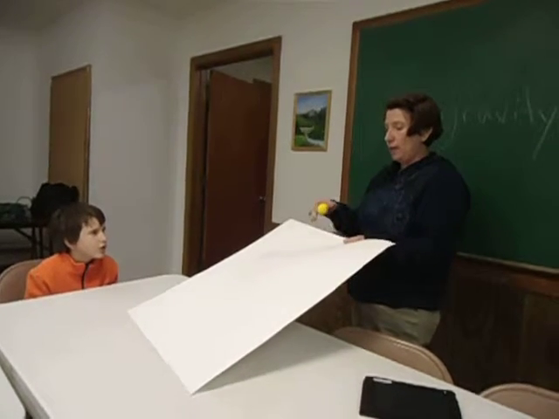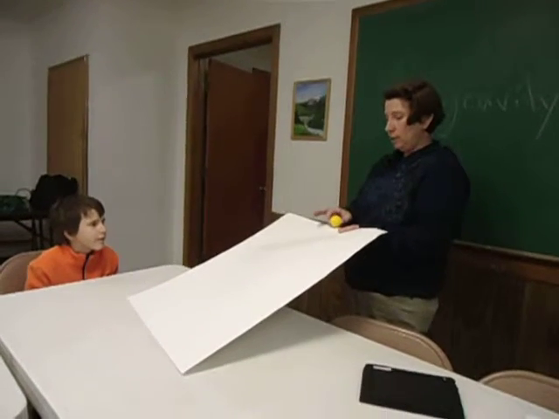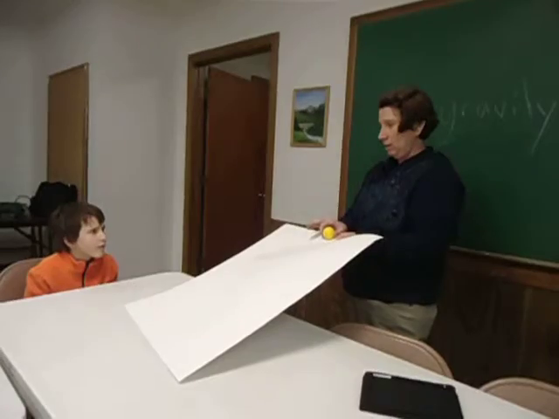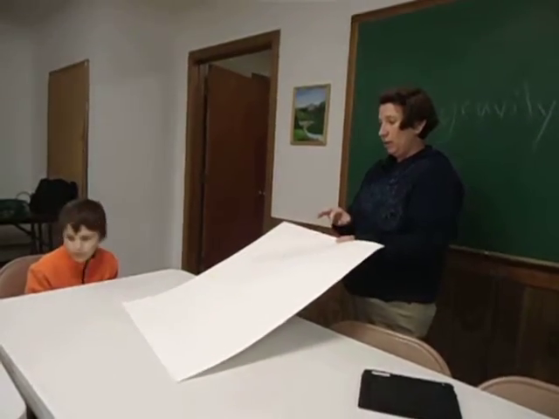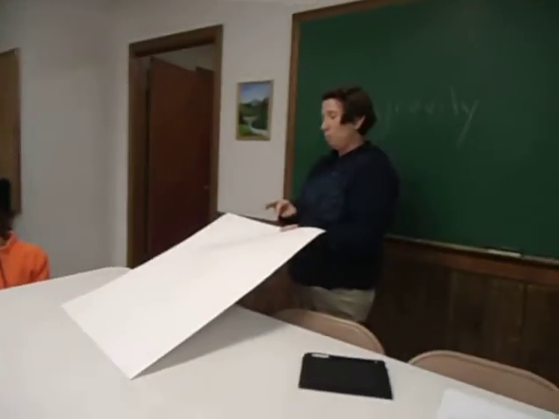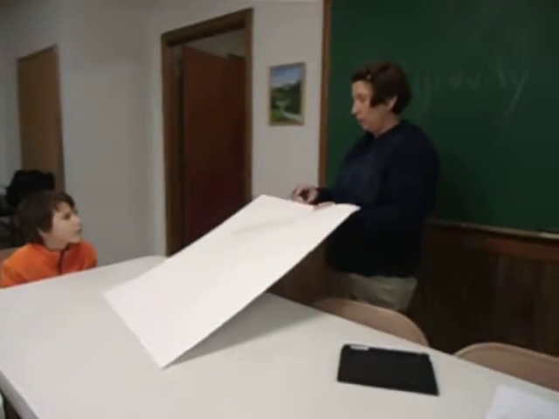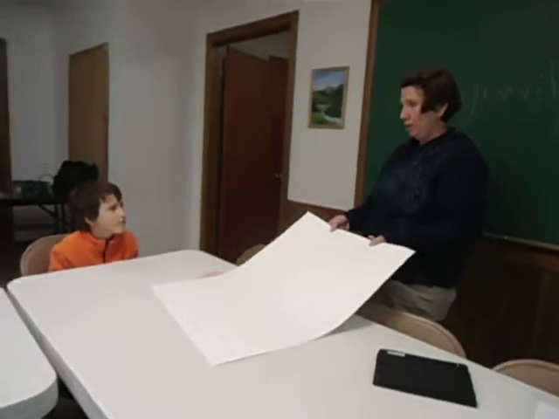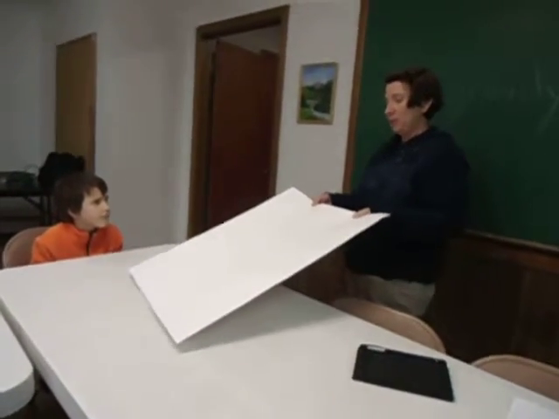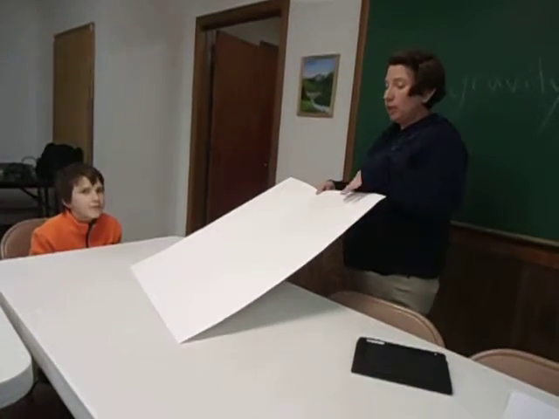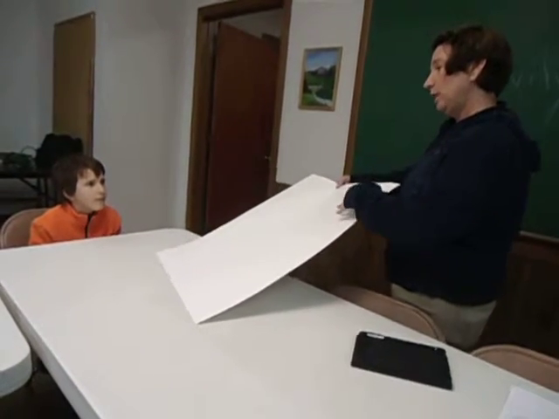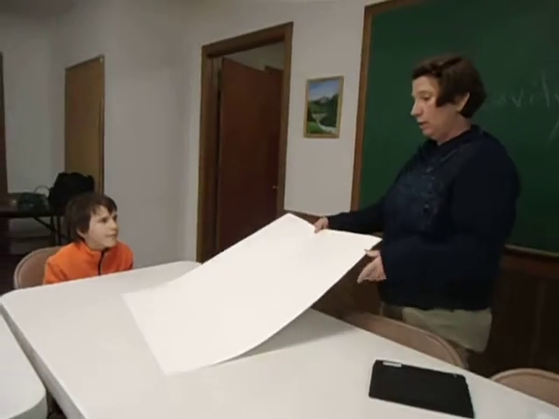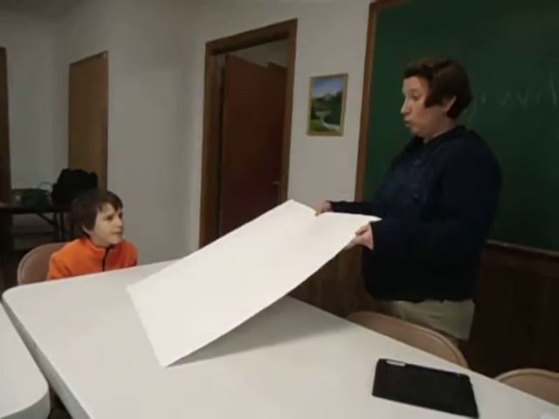When something is sloped like this, this is called an incline. And an incline is one of the most basic tools. Does this look like a tool? No, it's a piece of paper. It's just a piece of paper, isn't it? Well, it's actually a tool. Anytime we use something to make a job easier, it's called a tool.